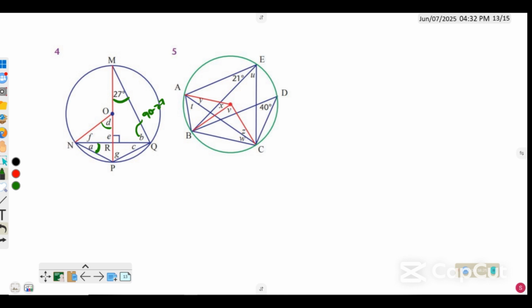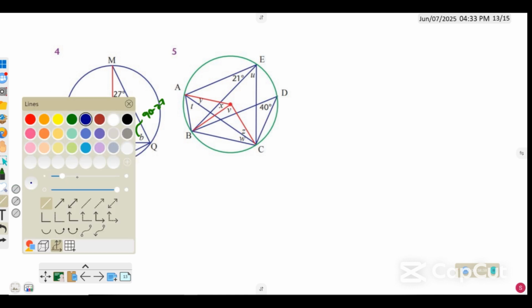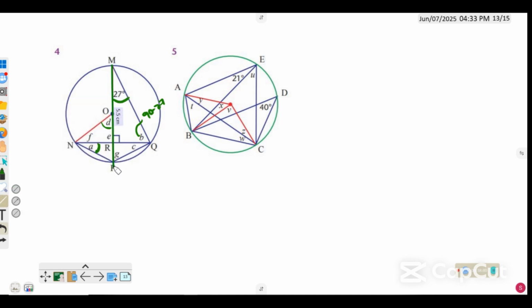Let me see. That's 90 degrees. Then we have G. We can calculate G, but we need to find C before G. Okay, but this is easy though. O is the center of the circle. Since O is the center of the circle, then this becomes a diameter. Since this is a diameter, the whole of angle Q should be 90 degrees. Why? Angles in a semicircle.